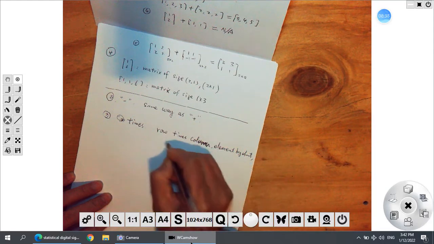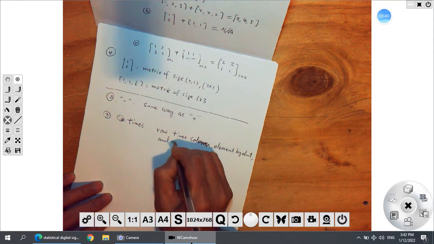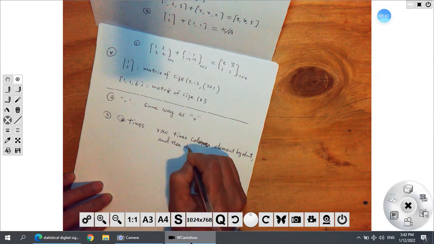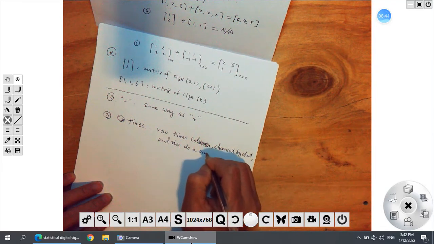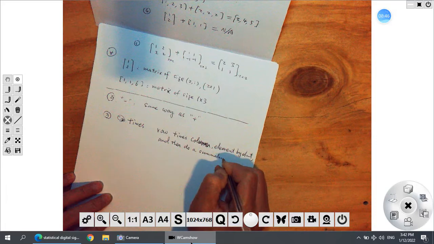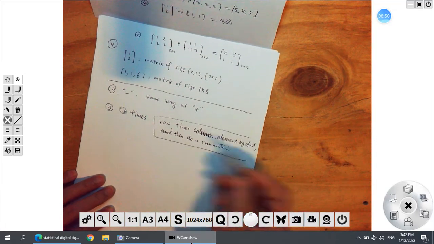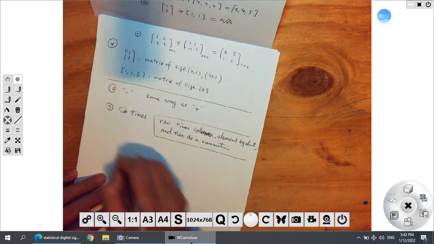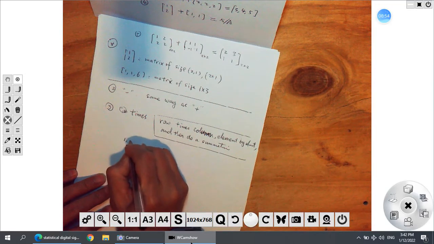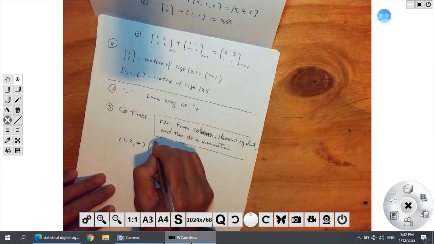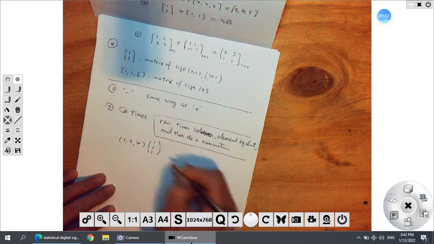And then do a summation. Things like this. I start from vectors. Vector 1 3 4 times 1 1 1. Okay, for simple. We do it.